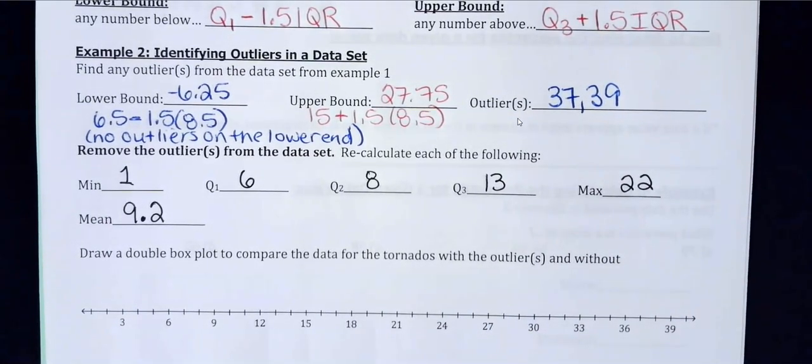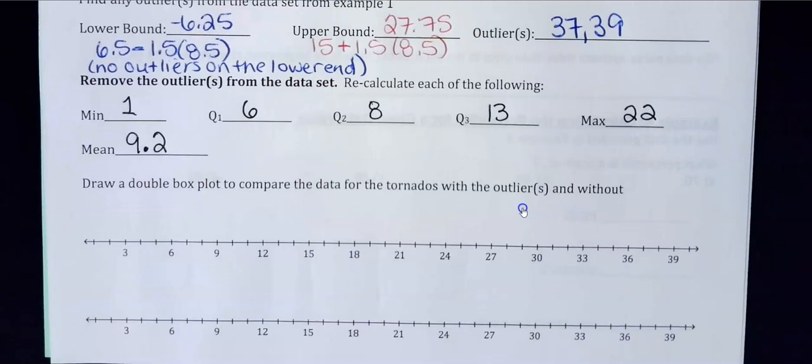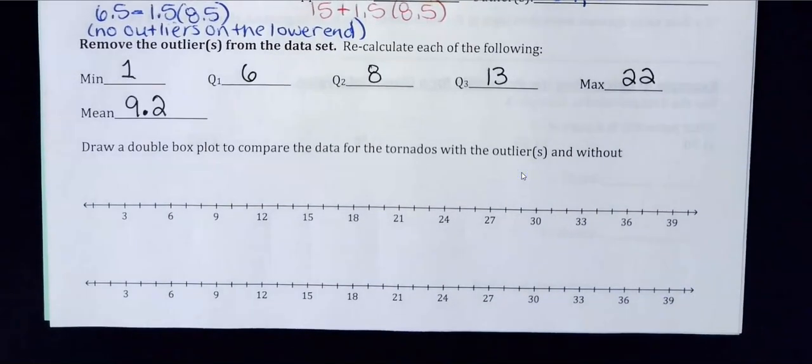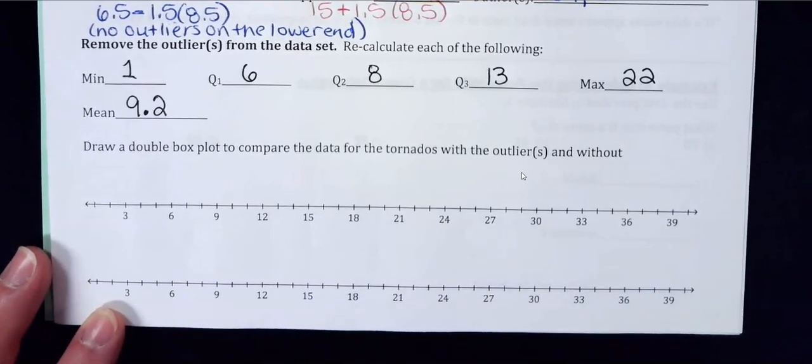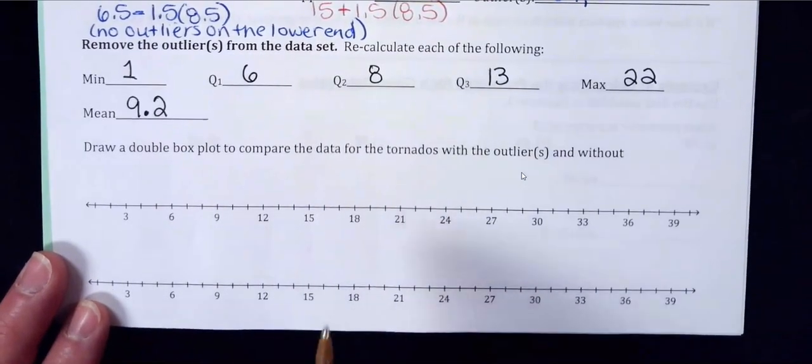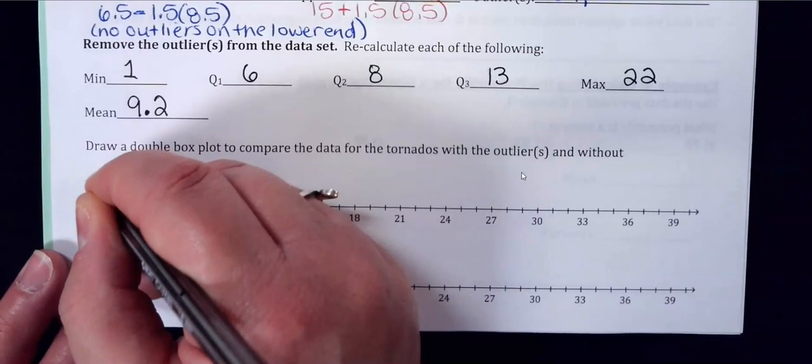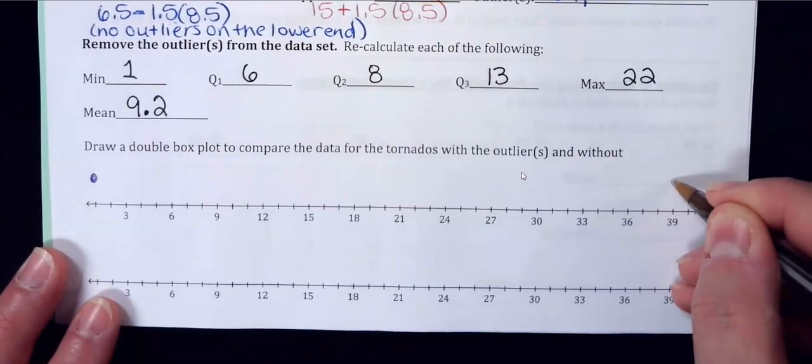And what I'm going to have you do is draw a box plot for each of those just so we can see how removing the outliers changes that visually. Okay, so I'm going to use the first number line here to do the original data set that we had. On the original data set, the minimum was 1. And the maximum was 39.